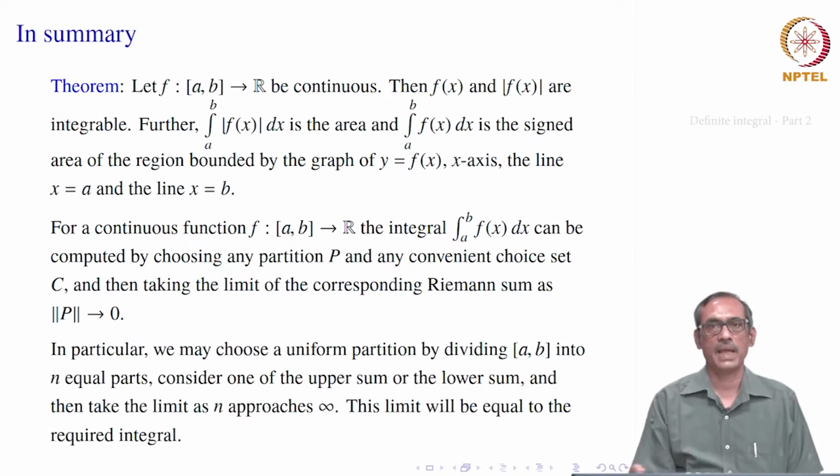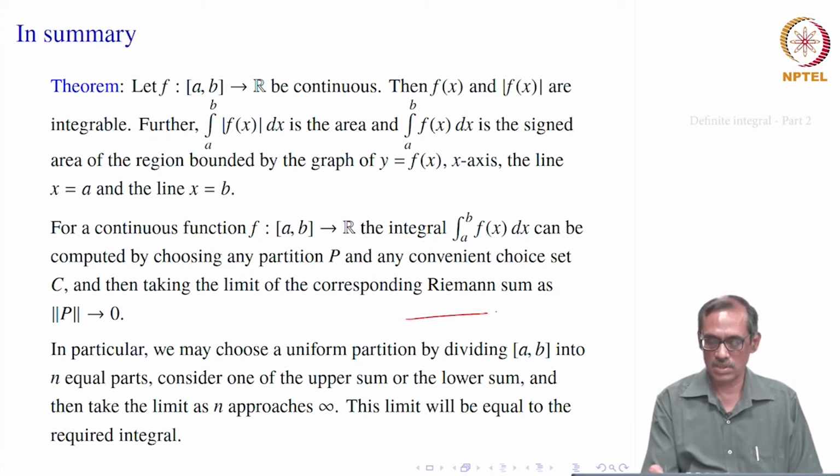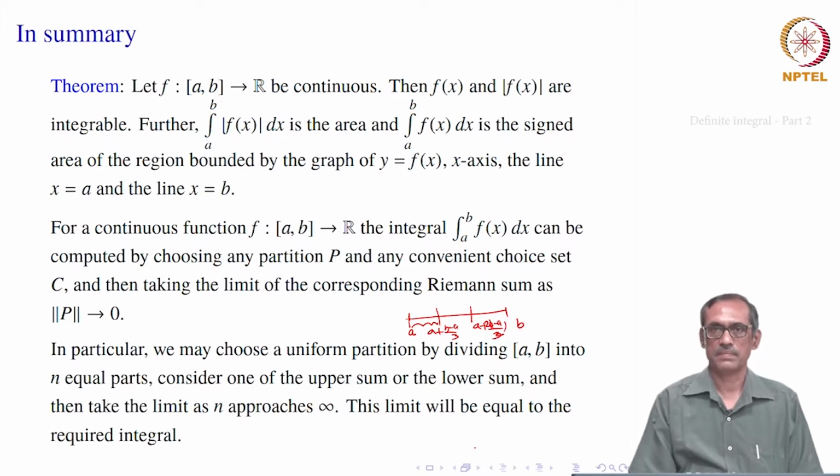So, as a particular case, you can choose your partition to be a uniform partition, that is, a to b, you can divide into n parts, each part having length b minus a divided by n. Suppose you want to divide a to b into 3 parts. So, the length is b minus a by 3. So, it will be a, then a plus b minus a by 3, a plus 2 into b minus a by 3, and this is b of course.